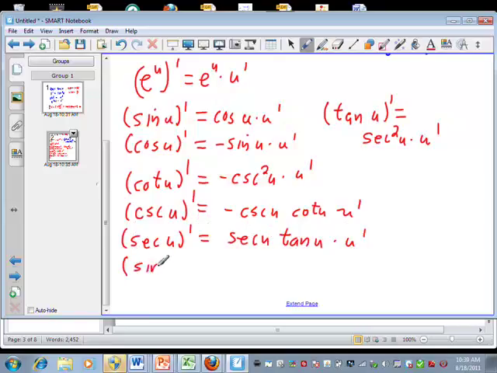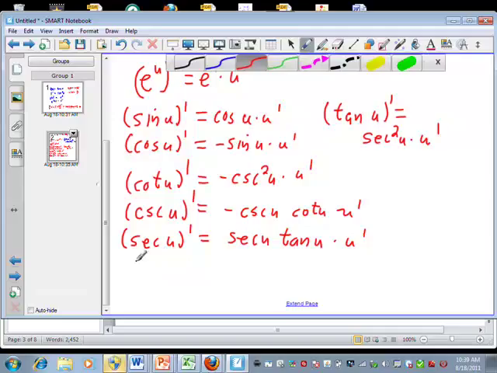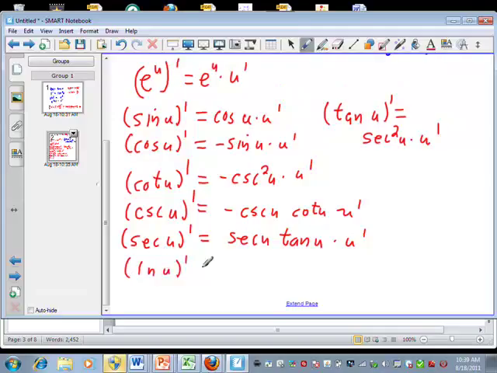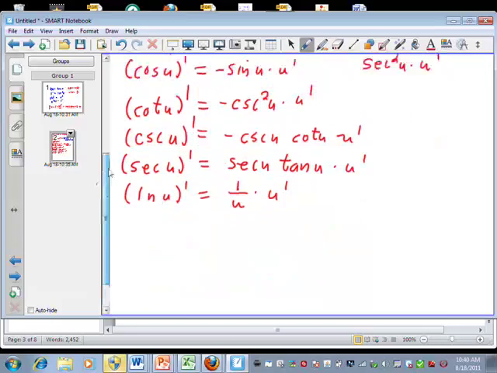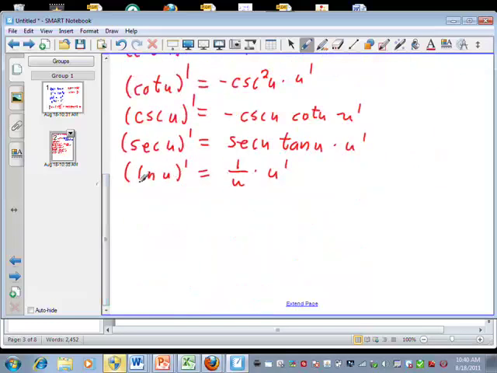The inverse sine. Well, let me go ahead and put the natural log here first. The natural log of u, the derivative of it, is 1 over the function times the derivative of the function. Now let me also say that if I want to make this a PDF, I cannot extend more than a couple of times so that it looks okay.